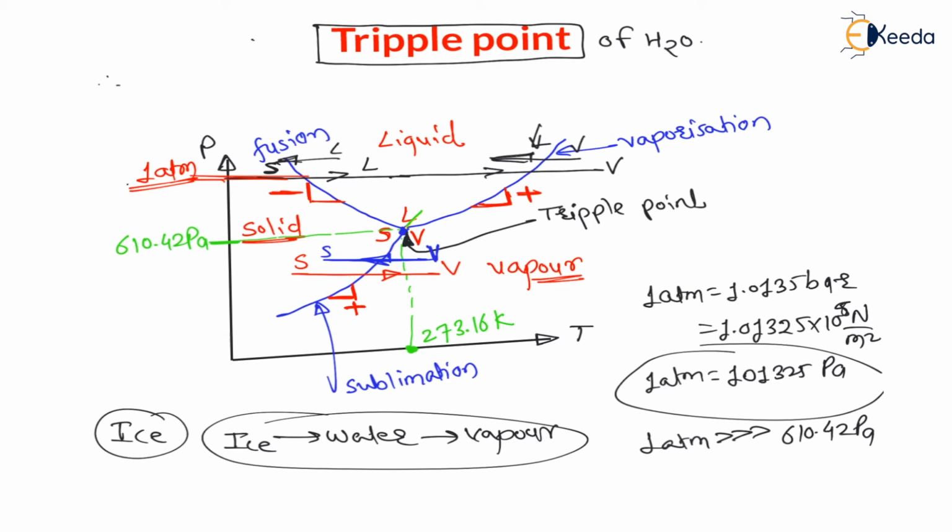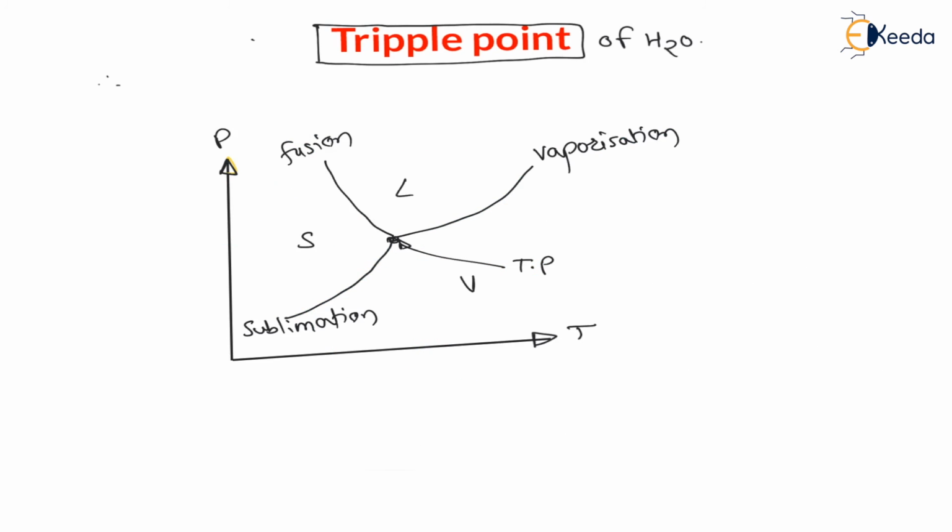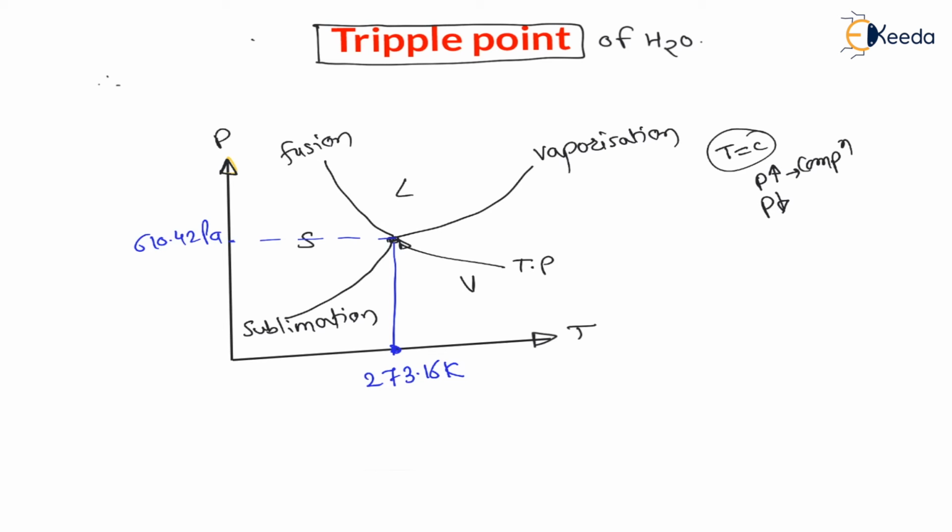Now again let us understand a few things about this triple point. Here the temperature at this triple point is 273.16 Kelvin and the pressure at this triple point is 610.42 Pascal. Now let us understand compression and expansion processes. Isothermal means constant temperature, and at constant temperature whenever there is a compression, pressure increases, and pressure decreases for expansion.